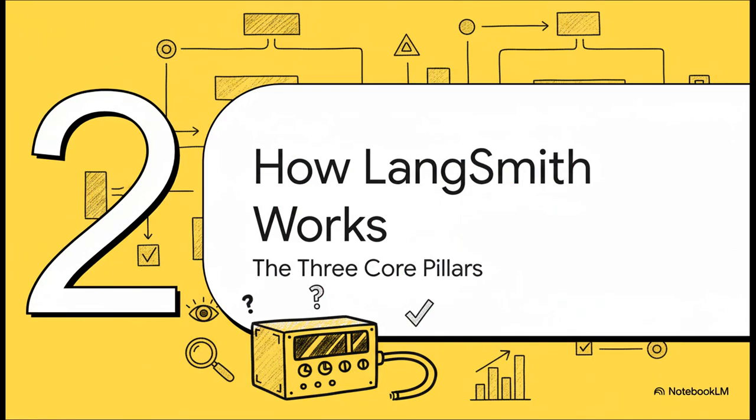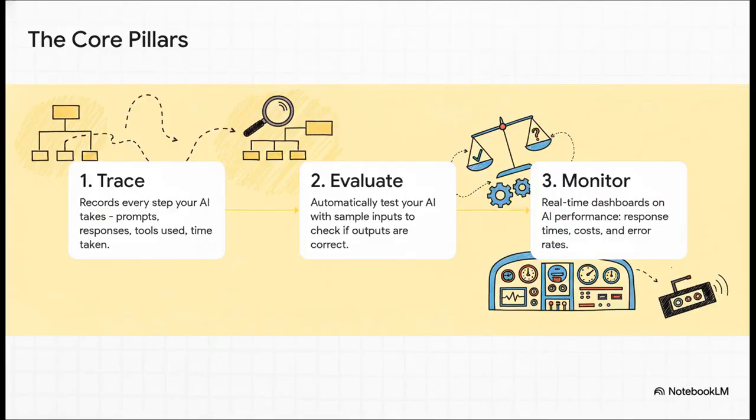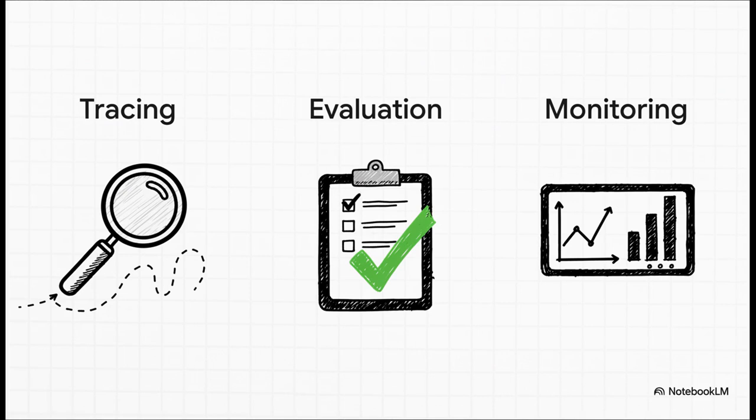Okay, so we totally get the why. Now let's get into the how. How does LangSmith actually crack open that black box and let us see inside? Well, it's all built around three core ideas. The entire platform is built on these three simple but super powerful pillars: trace, evaluate, and monitor. Let's quickly break down what each one of these actually does for you. First up, tracing. That's the flight recorder we were just talking about. It captures every single detail of every run.